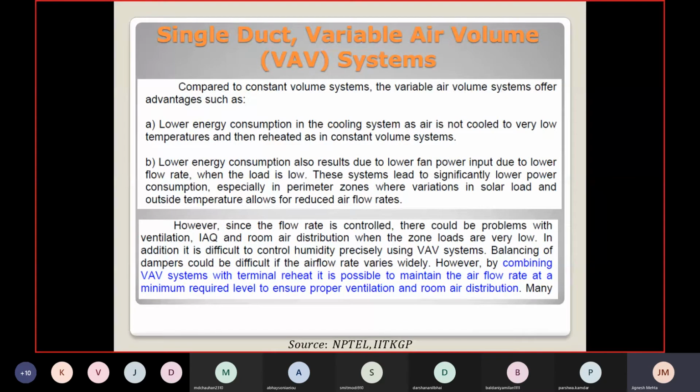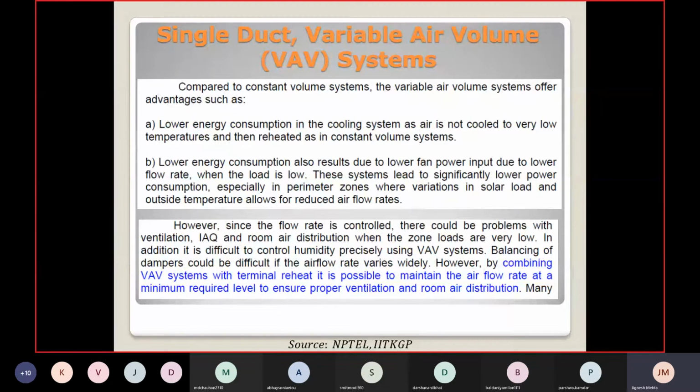Compared to constant volume systems, the variable air volume system offers advantages such as lower energy consumption in the cooling system, as air is not cooled to a very low temperature and then reheated as in constant volume systems, right? So there is no reheater here, so you are not unnecessarily cooling for a particular zone to a very low temperature and then reheating in other zones. So that strategy is no more there. Because of that, you are not unnecessarily cooling it to a very low temperature. So that's one way you are saving the energy.